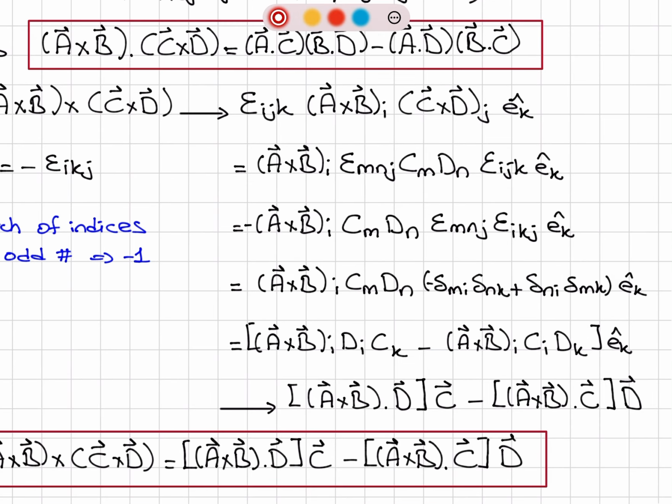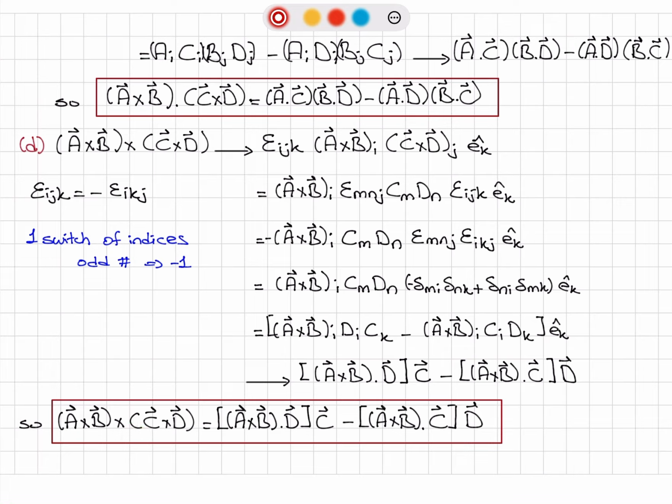And this says m is i. So A cross B's ith component multiplied by, this says n is i, Di, and m is k, Ck, minus, for this one we have m is i, A cross B's ith component, Ci, and n is k, Dk, ek hat. So Dk ek hat is vector D, Ck ek hat is vector C, and here I have A cross B dot product with D, and here I have A cross B dot product with C, which is the answer I was looking for.